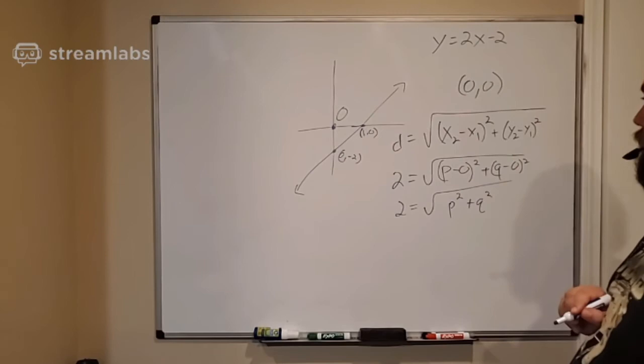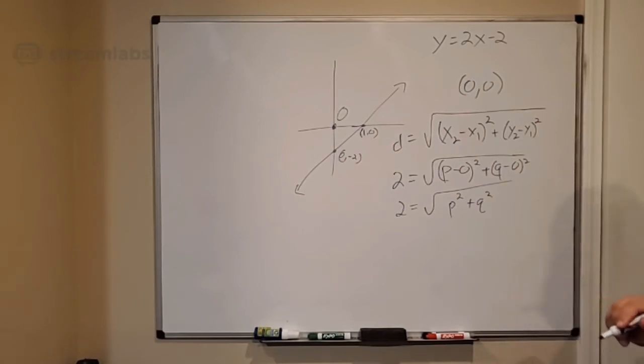The problem is, how do I then solve this one equation with 2 variables? How do I solve one equation with 2 variables? Anybody help me out there?